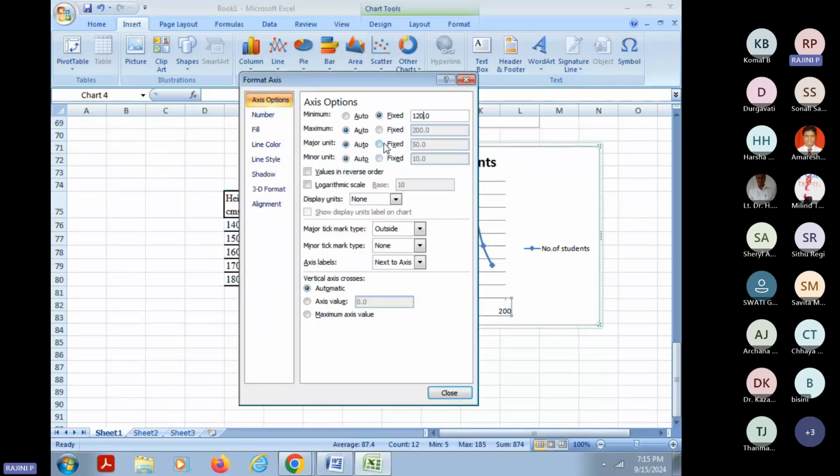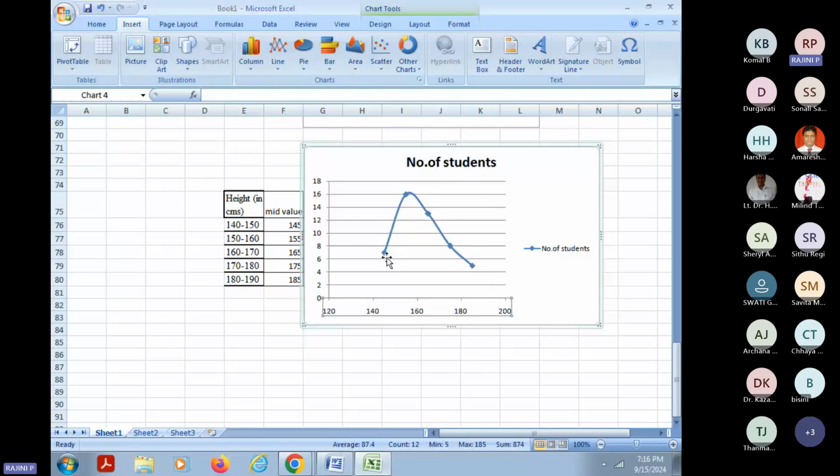So I can change that also. You just change it, instead of 50, to 20. Then minor unit, it will take a minimum of 10. Don't change it. Then close it. Now can you see? I have adjusted the axis scale. Okay. Did you understand this?